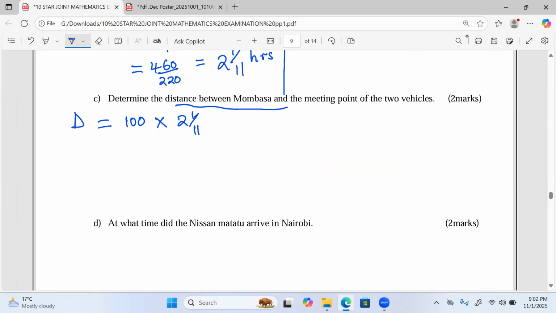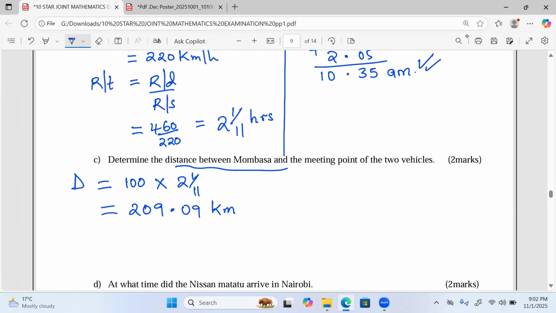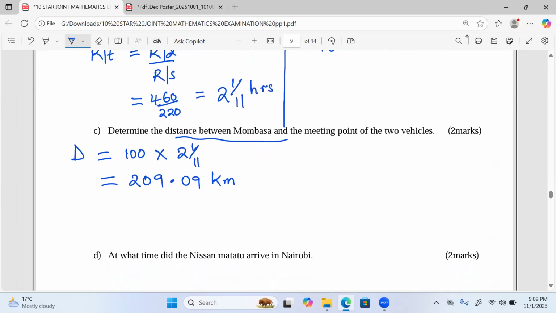So when we multiply this by 100, I'm having 209.09 kilometers. So the vehicle which is from Mombasa, for them to meet, will have covered 209.09 kilometers.